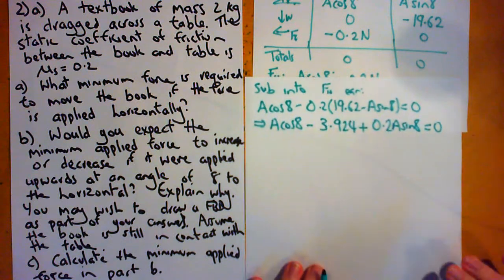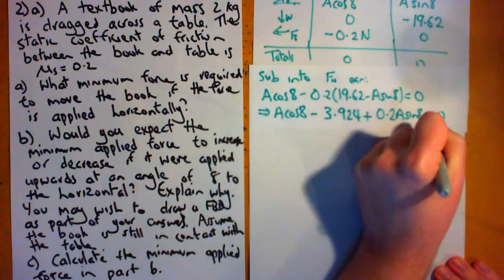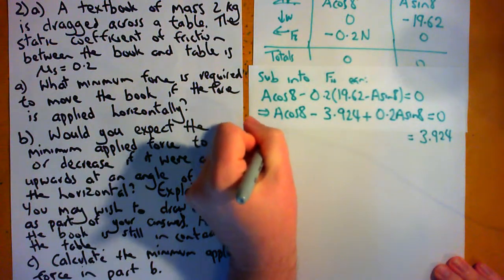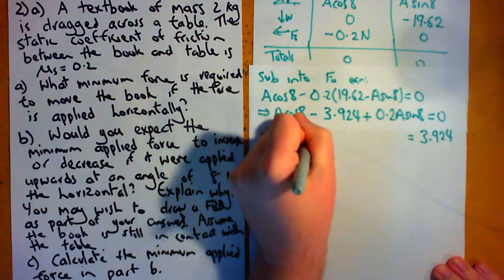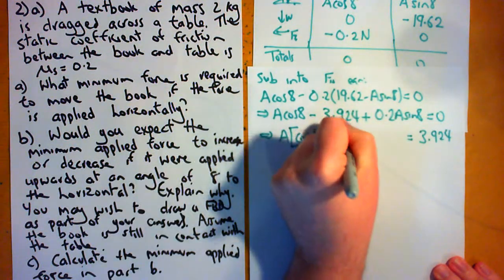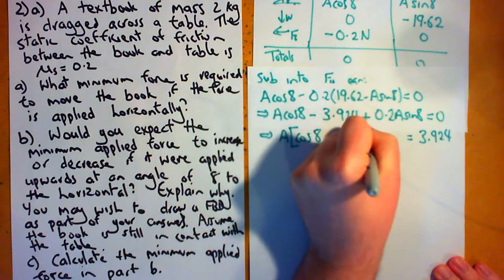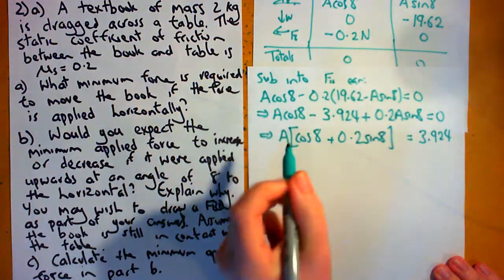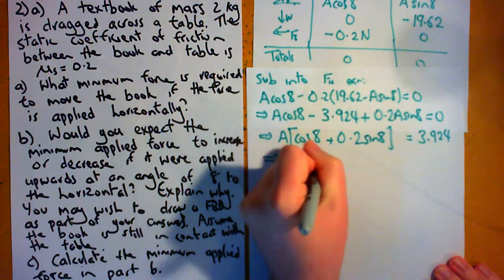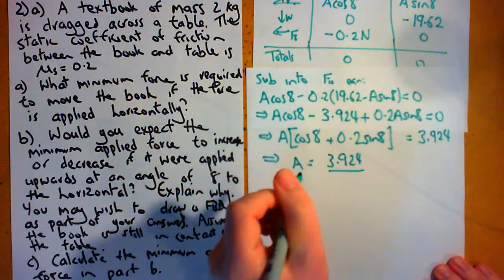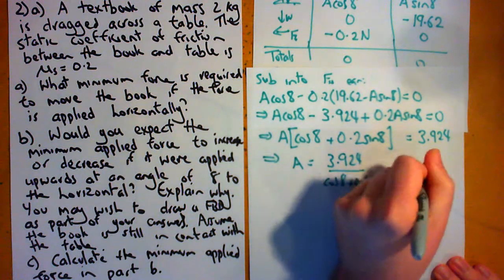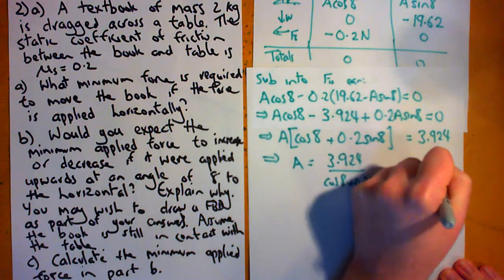So let's move that 3.924 to the other side of the equation. And everything else that's left on this side has a common factor of A. So we've got A multiplied by cosine of 8 degrees, and taking out A as a common factor, we've got plus 0.2 times sine 8. Okay, so we've got A times something equals 3.924, so therefore A is 3.924 divided by cos of 8 degrees plus 0.2 times sine of 8 degrees, and if we calculate that, we get 3.85 newtons.